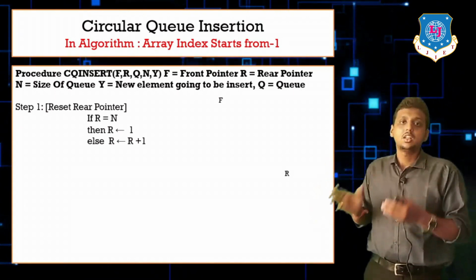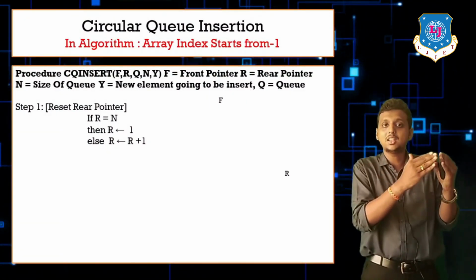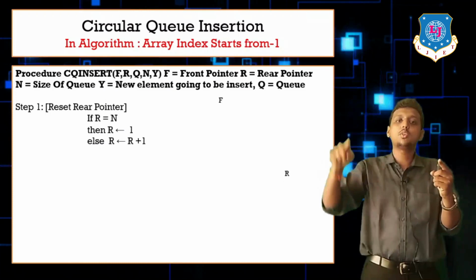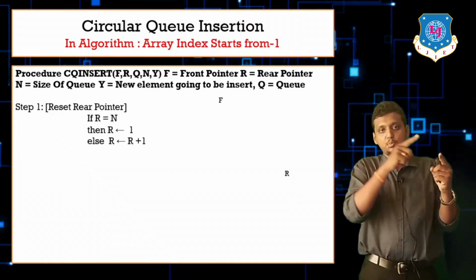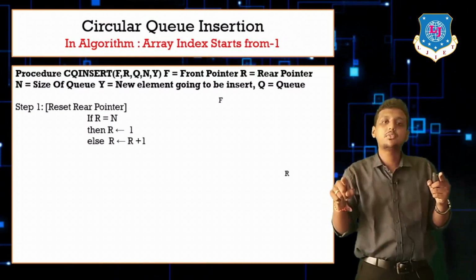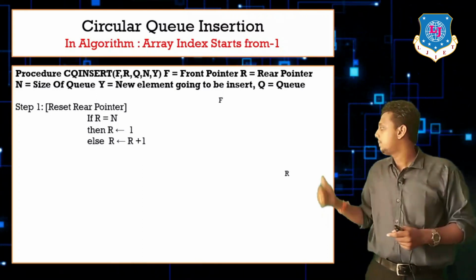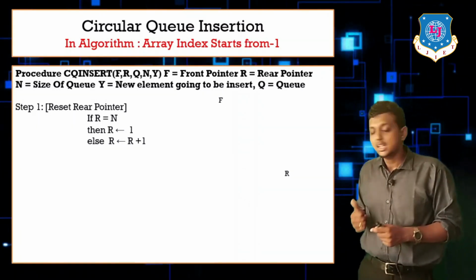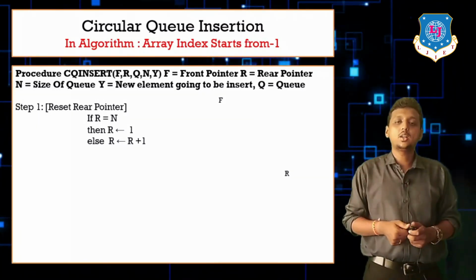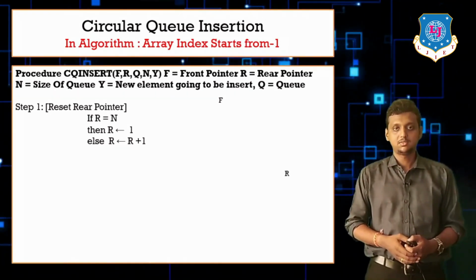But here, if my rear pointer is at N, that means at the last position, then we need to move towards the first one. Only then will it become circular. So let me check. If my rear pointer is at N, then you should set R ← 1, else you should write R ← R + 1. Fine.